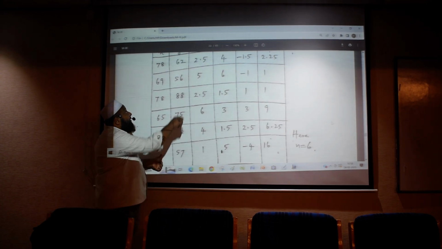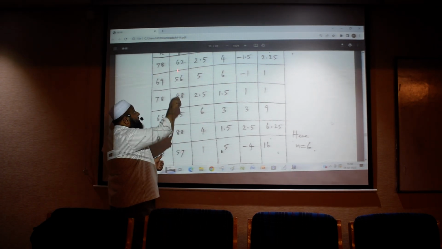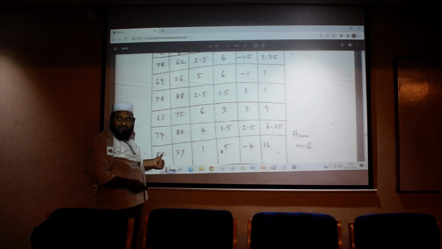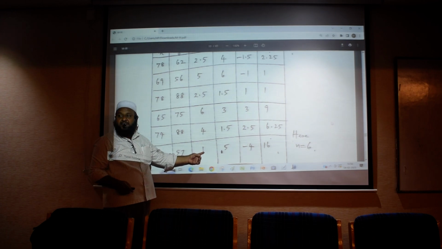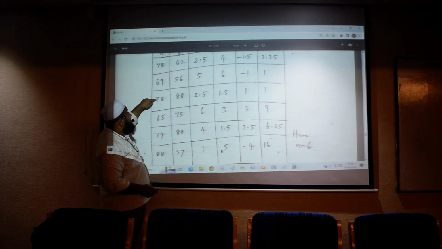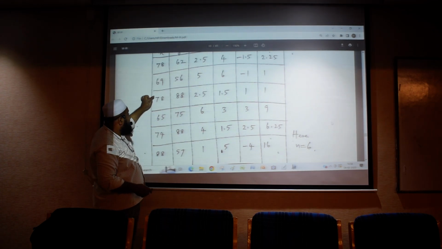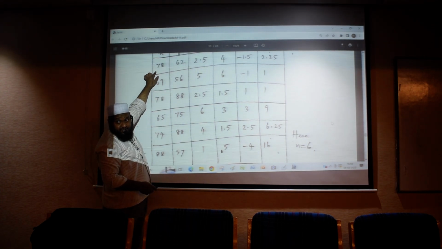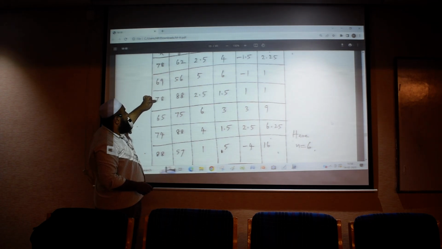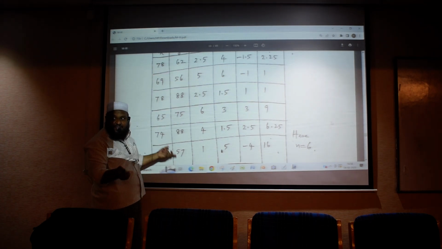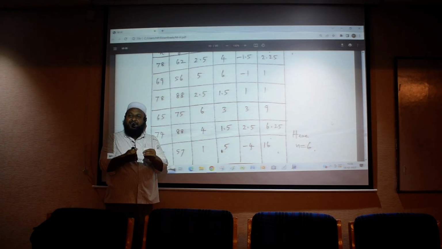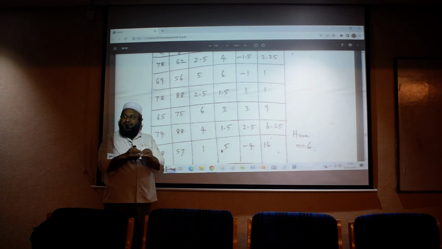This 88 gets the first rank. After that, the next number is 78, and this is also 78. So, second rank here, third rank here. But each would ask why it is getting a different rank. So what to do? Take the average: add them and divide.